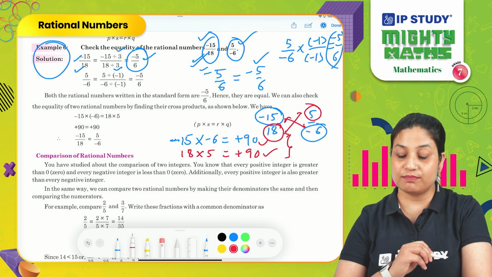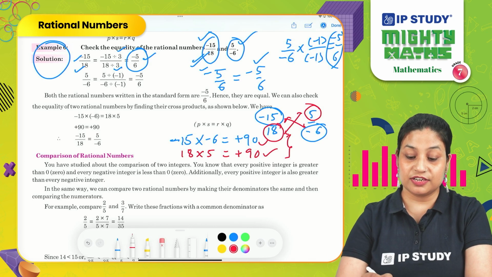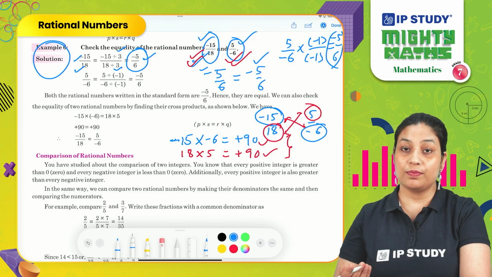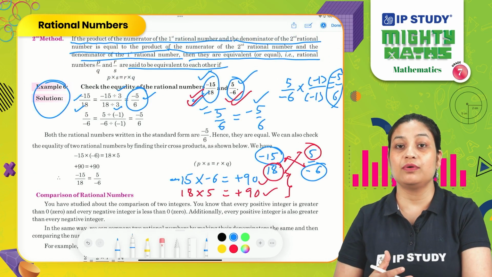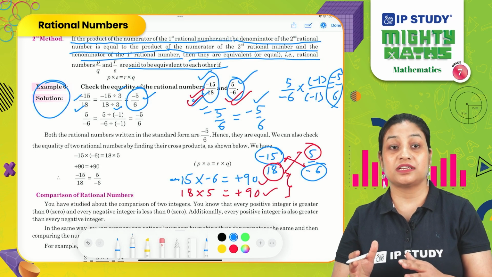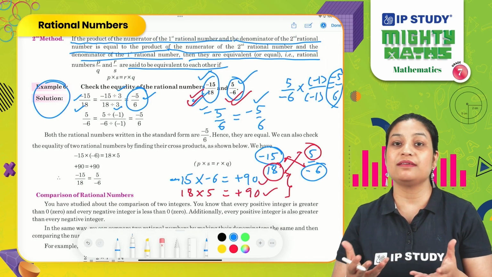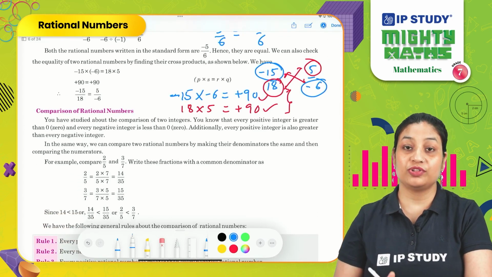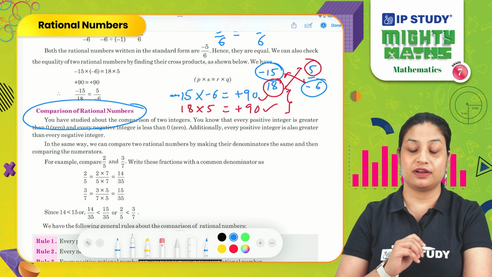Since in both the cases we are having the same product, it means that the two given rational numbers are equivalent to each other, right? So I hope you have understood these two methods which are used to find out if the two given rational numbers are equivalent to each other or not. So you can use any method that you're comfortable with. Now let's move on to the next topic. The next topic is comparison of rational numbers.